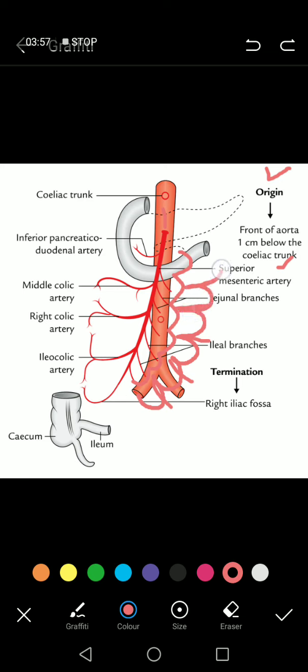So the vasa recta, the straight branches that arise from the arterial arcades, are comparatively shorter. Whereas in the jejunum, the arterial arcades are comparatively less in number, so the vasa recta are longer. So this was all about the superior mesenteric artery.